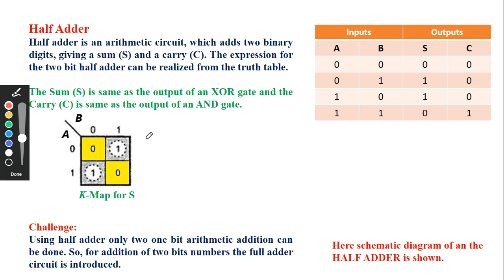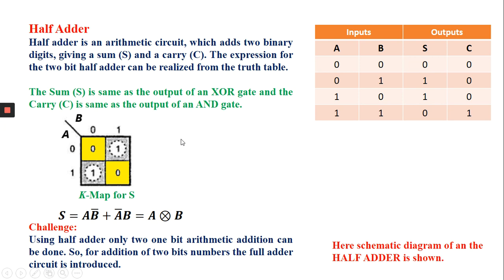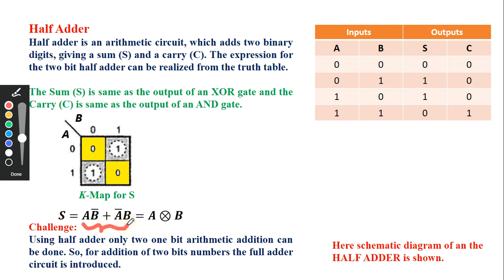So grouping of 1s is not possible. So what will be the expression for sum? Here we can find the expression. So for the first one, here A1 B0, so A B bar. As we mentioned, for 0 we will be using its complement. Okay. For the next one, it is A0 B1, so A bar B. So if we carefully observe this expression, we can see this is the expression for an XOR gate. Okay, A B bar plus A bar B.